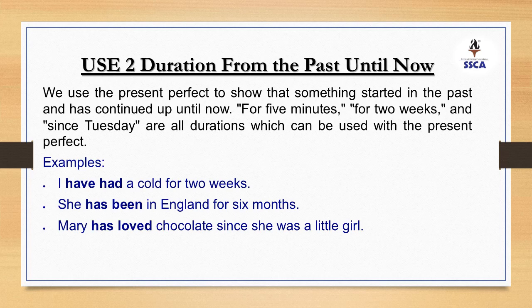Now, example number 3. Mary has loved chocolate since she was a little girl. Means Mary's love for chocolates started when she was a little girl and it has continued up till now. So all these examples are showing that we use present perfect to show the duration of the action from the past until now.